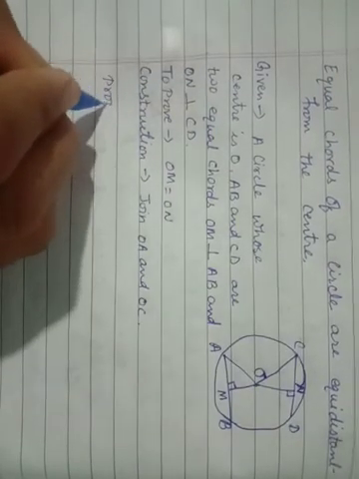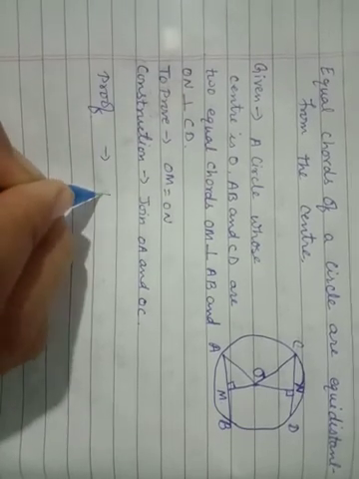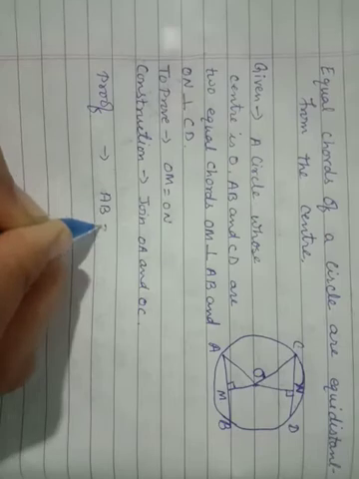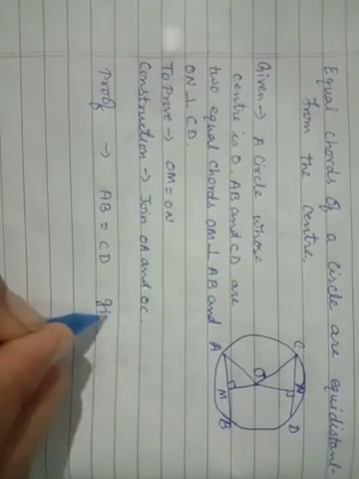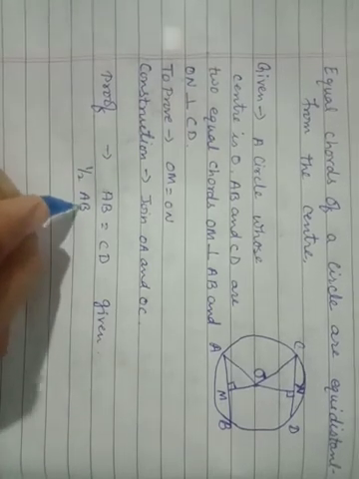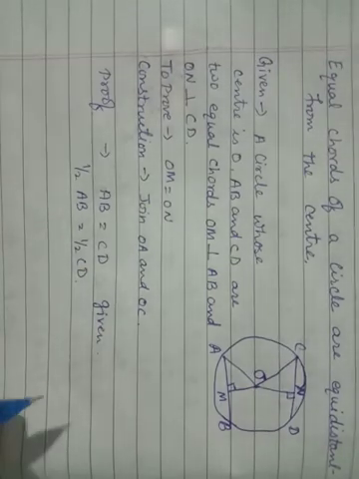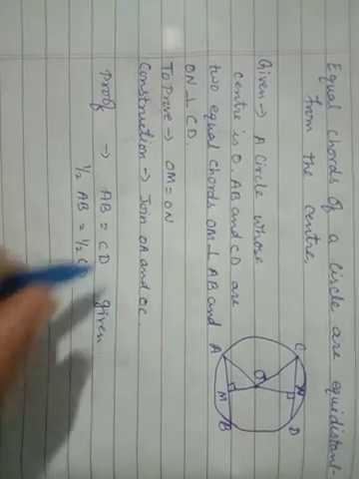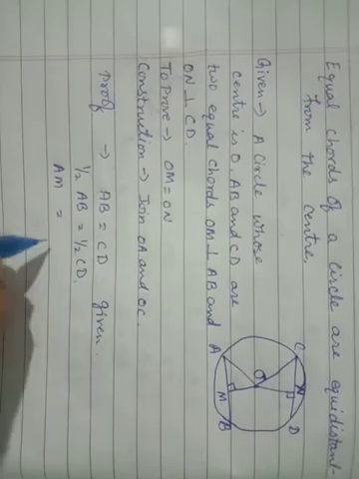Proof. We know that AB is equal to CD. This is given: equal chords of a circle. So half of AB is equal to half of CD. So half of AB we can take AM and this we can take CM.